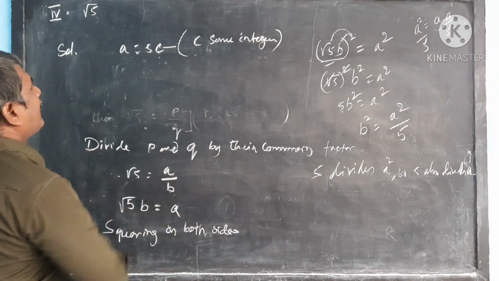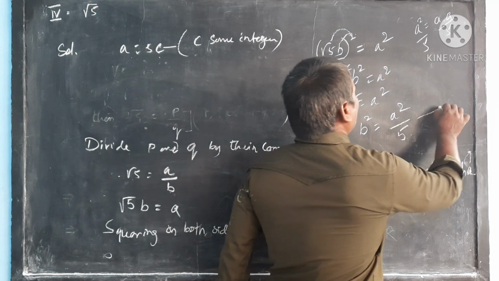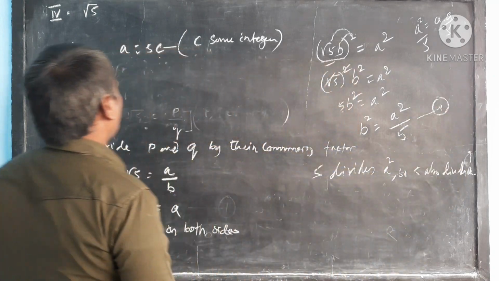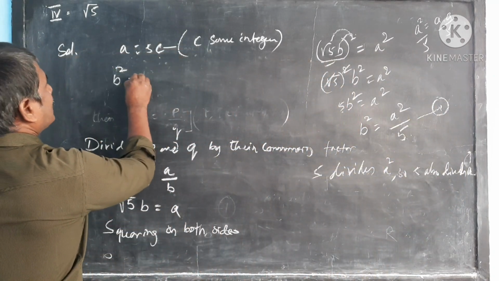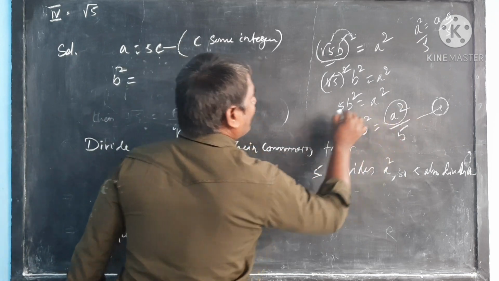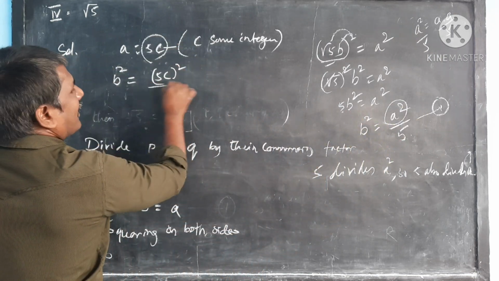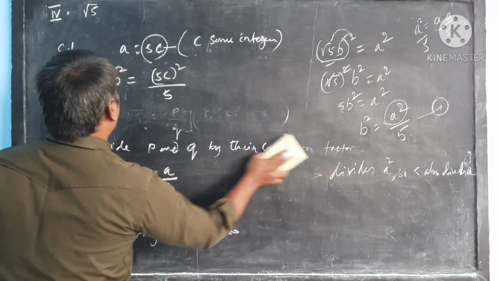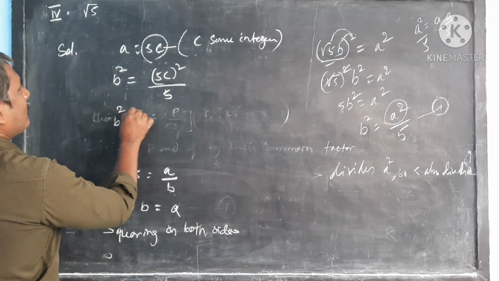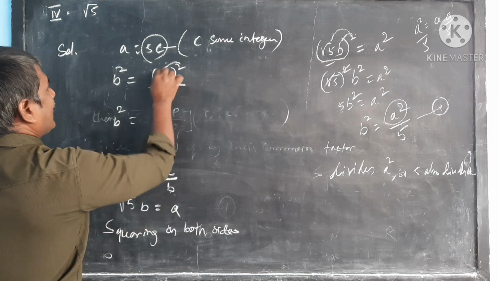Now substitute this value in equation 1. Let it be equation 1. You can get b square is equal to a square by 5. A square means what you have taken here, 5c. So 5c square by 5. Now you get b square is equal to 5c square, and 5 square means 25.